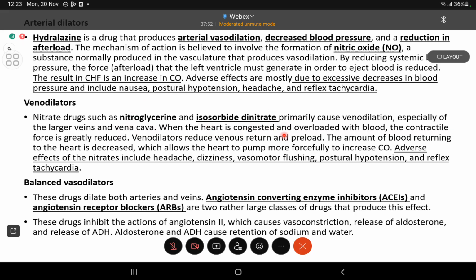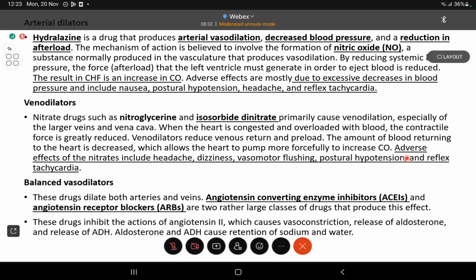Okay, these two drugs normally will cause vasodilation in the venous system and vena cava. Vena cava is a vein that brings the blood from your whole body into your heart. We call it vena cava, the blood vessel that connects your heart to other blood vessels. The vein that connects your heart to others, that vein we consider a vena cava.